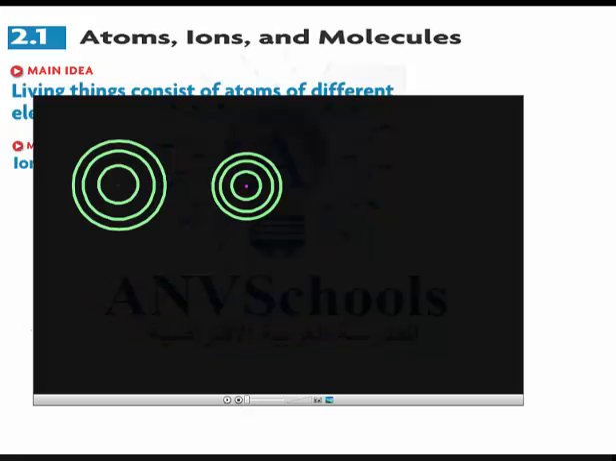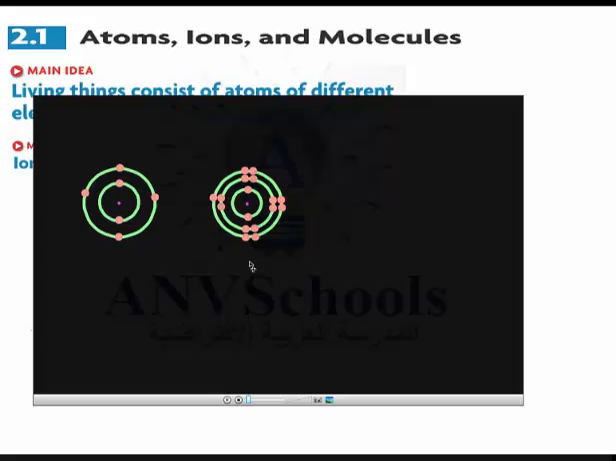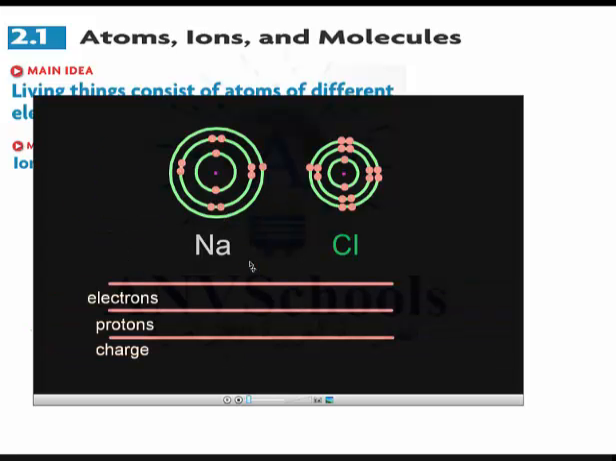So what happens here, as we can see, is that we have sodium and we have chloride. We have electrons, protons, and charge. So here we have 11 and 11, and we have 0 charge. This means it will be stable if it has 11. This one also 17, 17. So they are neutral, but when they come together, this one will lose the outermost electron, and this one tends to pull this electron towards itself.